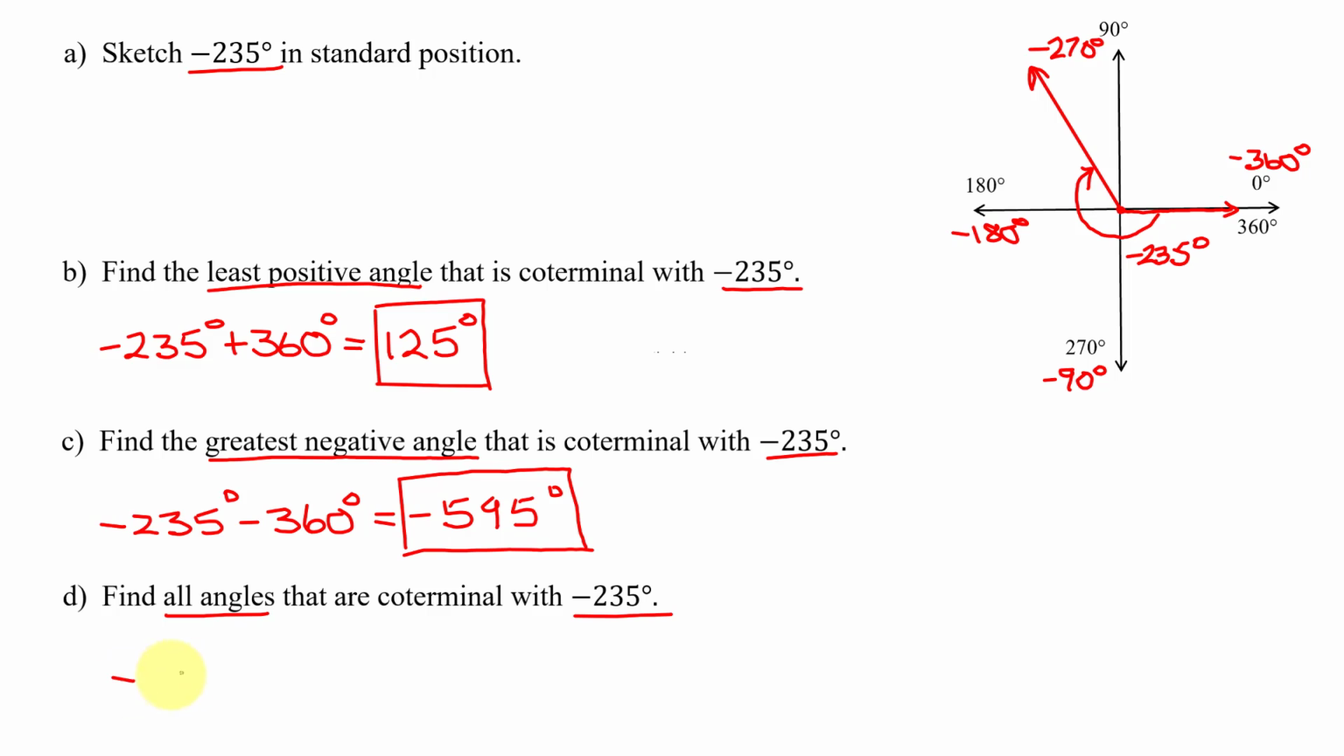And finally, I need to find all angles that are coterminal with my given angle. And the way we do that is you start with your given angle of negative 235 degrees, and you want to indicate you could add or subtract any multiple of 360 degrees. And the way we do that is we add 360 degrees times a variable. I'm going to pick n. You can pick any variable you want, as long as you state where the variable, in this case n, represents any integer.